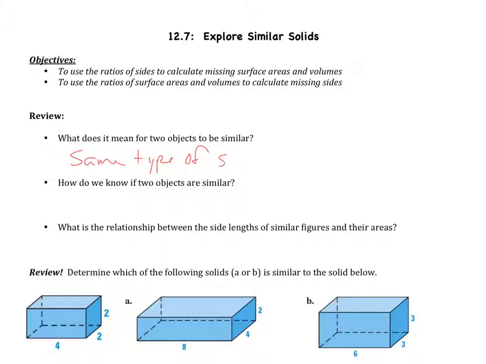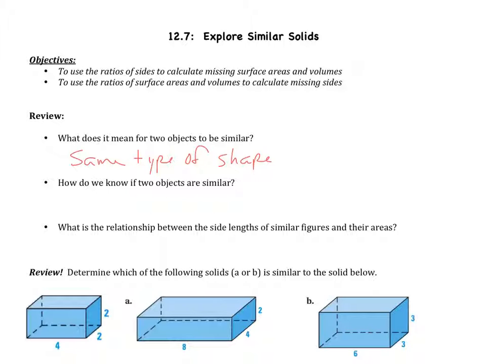of shape. As in, can a cylinder be similar to a cube? No. Okay, but a cylinder can be similar to a cylinder. A cube can be similar to a cube. A triangular pyramid can be similar to a triangular pyramid, but a triangular pyramid cannot be similar to a square pyramid. So they have to have the same type of shape.